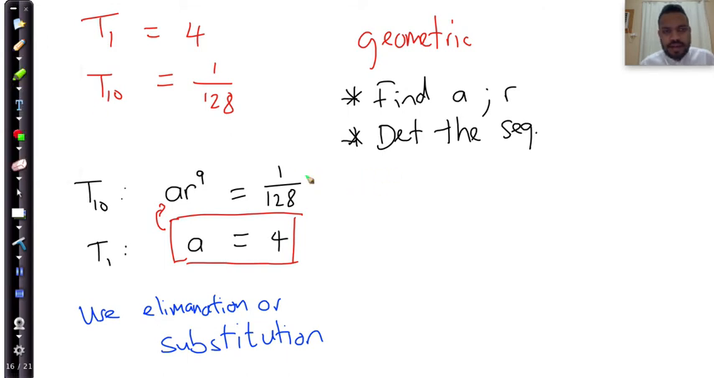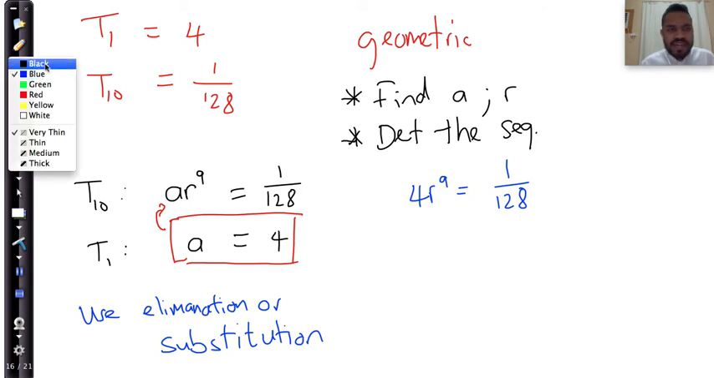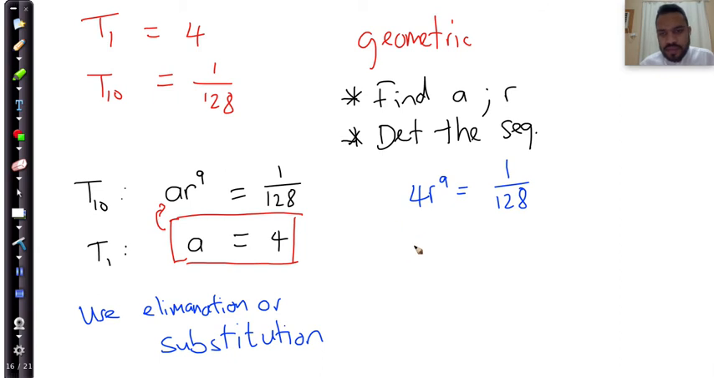Okay, so now I'm going to substitute A equals 4 into that, so it gives me 4 R to the power of 9 is equal to 1 over 128. Now I want to divide both sides by 4, or similarly I can multiply by a quarter. When I multiply this by a quarter, multiply that by a quarter, the 4's cancel out.